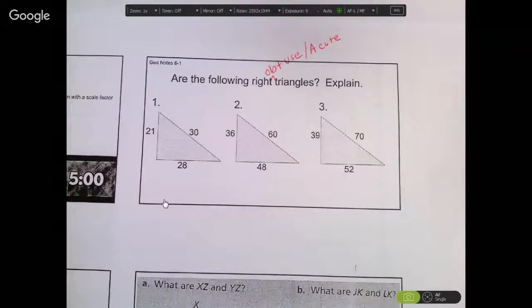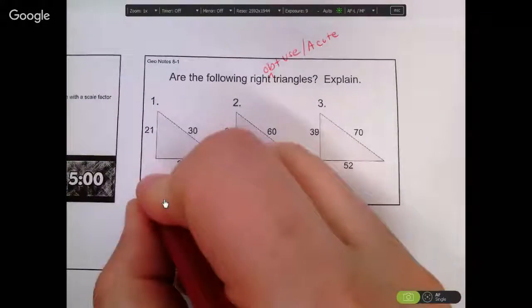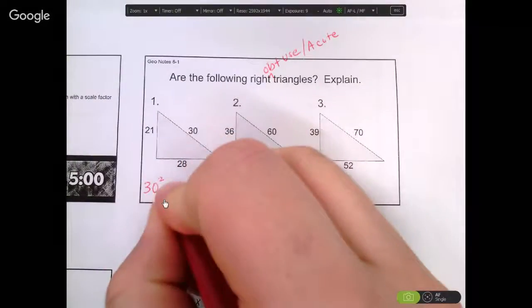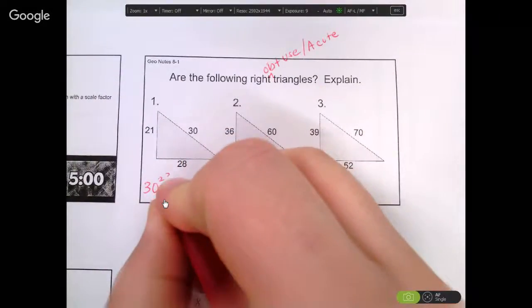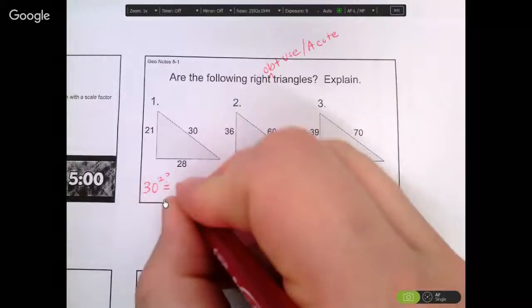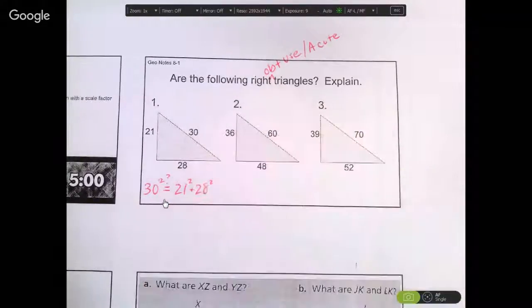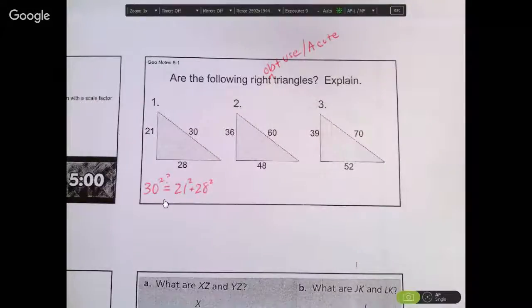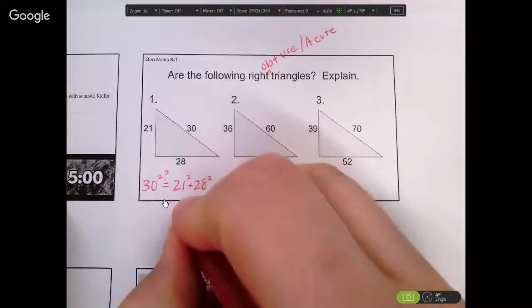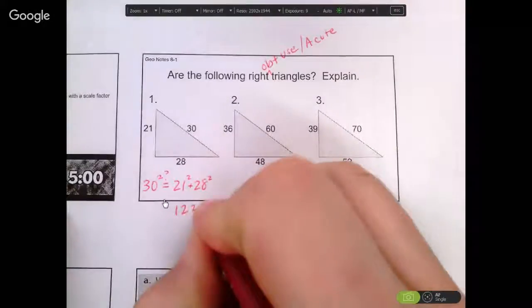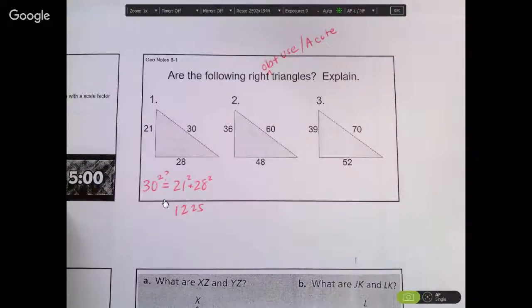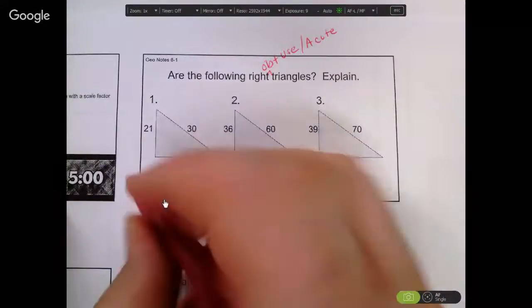This is how you do it. You go 30 squared equals, and I'm going to put a question mark there, 21 squared plus 28 squared. So if I type this in my calculator, 21 squared plus 28 squared is 1,225. 30 squared is 900.